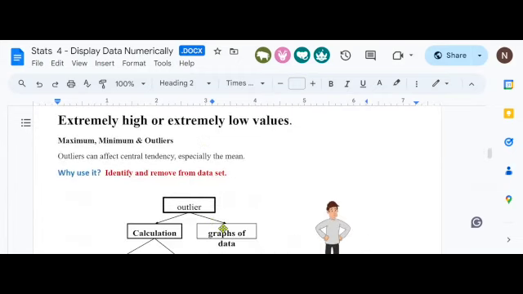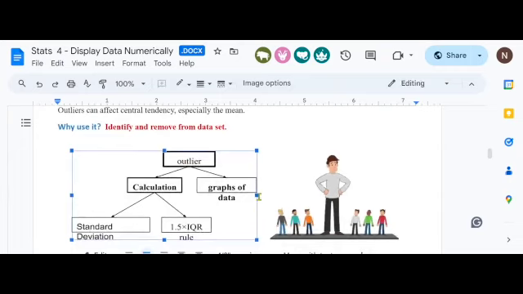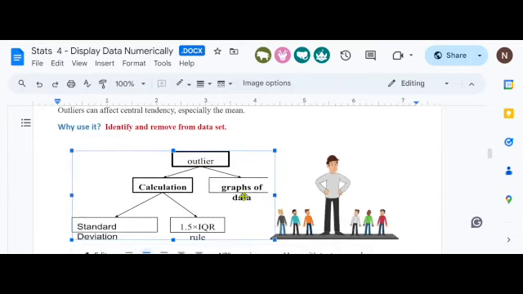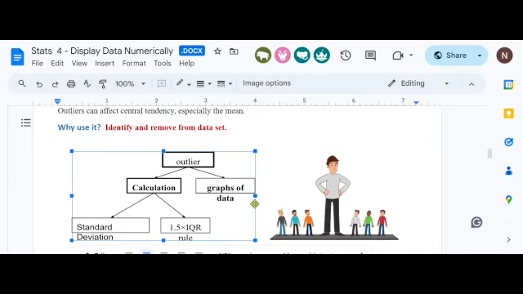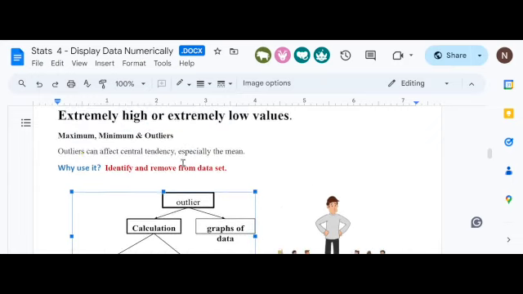Outliers. Now we're going to go for outliers. What are outliers? Do you know what outliers are? What is the definition of outliers? A value in the data set lower than the first quartile, or higher than the third quartile, is going to be an outlier.